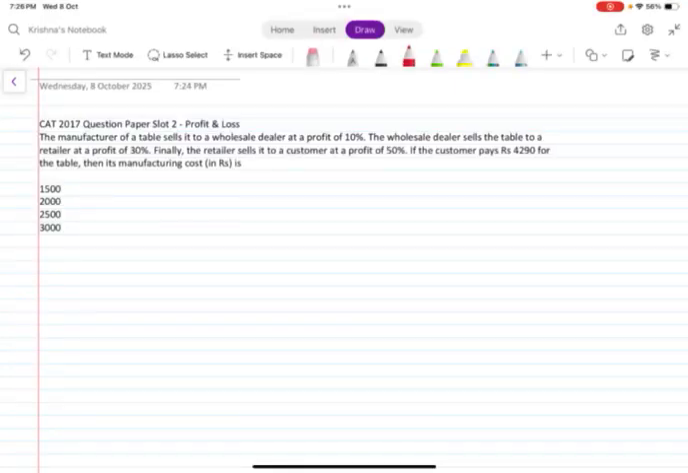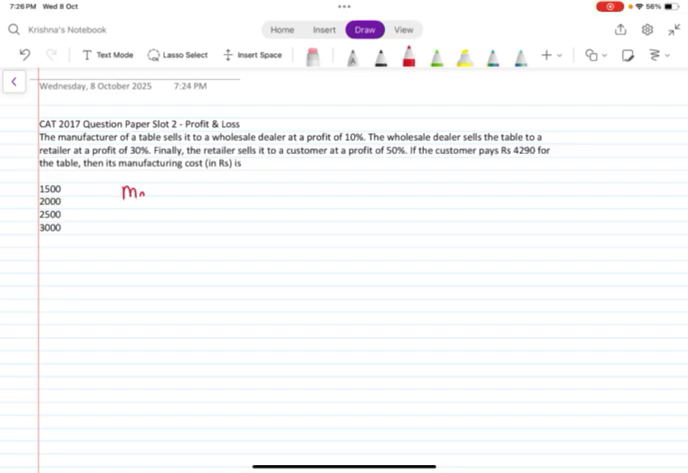So let's solve this previous year question of CAT 2017 of slot 2, which is on the topic profit and loss. It's given that the manufacturer of a table sells it to a wholesaler dealer at a profit of 10%. The wholesaler dealer sells the table to a retailer at a profit of 30%. Finally, the retailer sells it to a customer at a profit of 15%. If the customer pays rupees 4290 for the table, then the manufacturing cost is... So it is a pretty easy question.